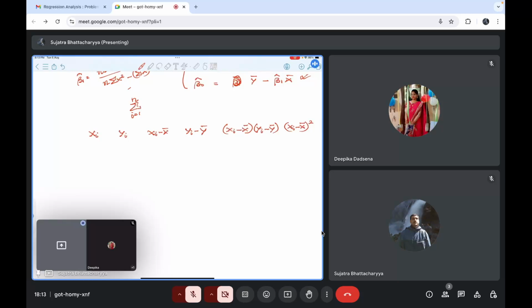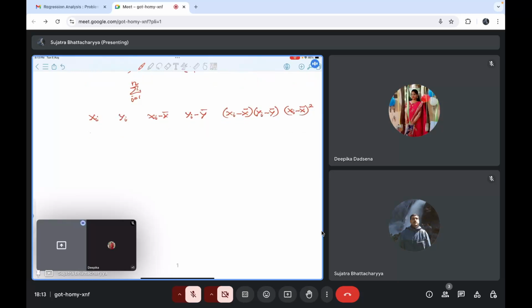So what are the xi values given in the data? These are 5, 7, 12, 16, and 20. What about the yi's? 40, 120, 180, 210, and 240. Let us first find this x bar and y bar. These are easy to find.